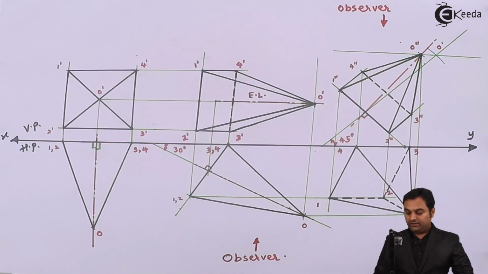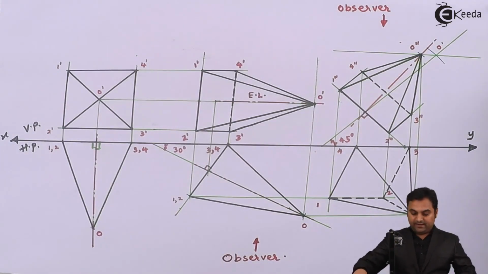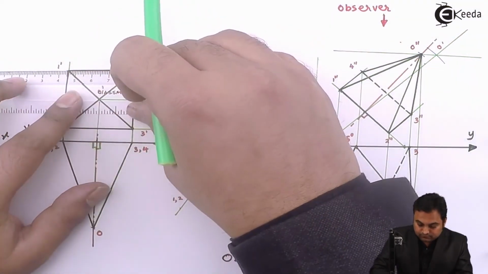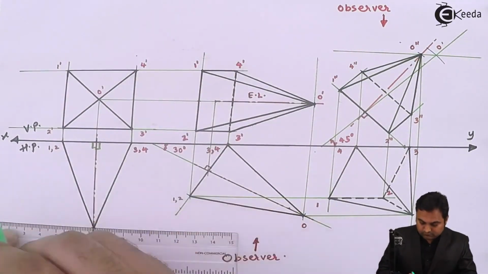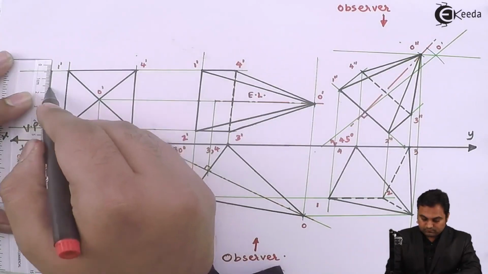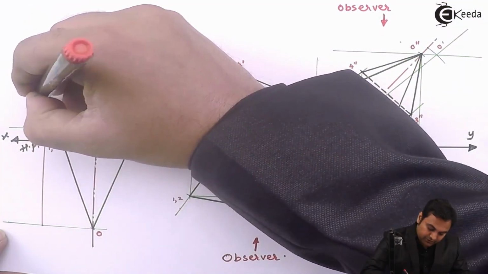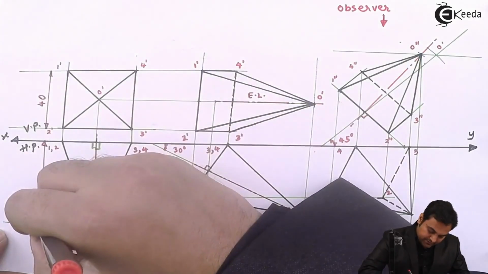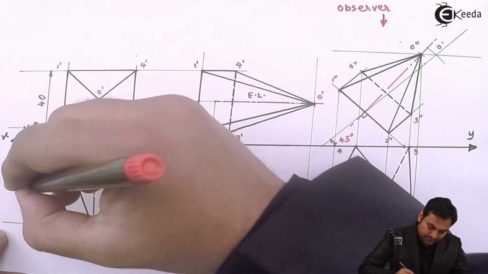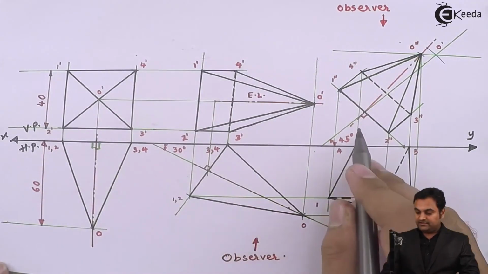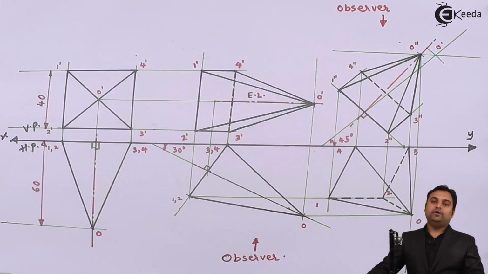Next, after completing this, I'll give the dimensioning to it. The edge of the base is 40 mm, axis height is 60 mm given, and the angles I have marked for the axis. And with this, we complete the problem.